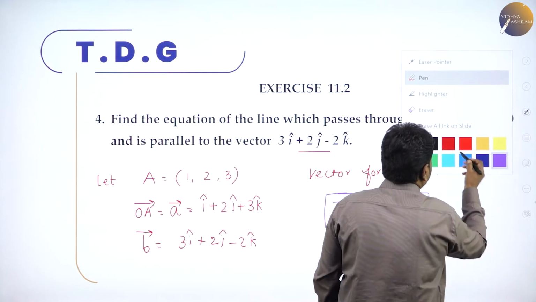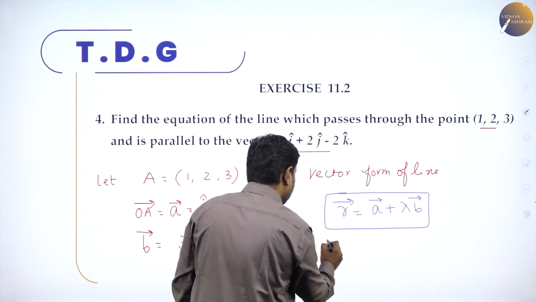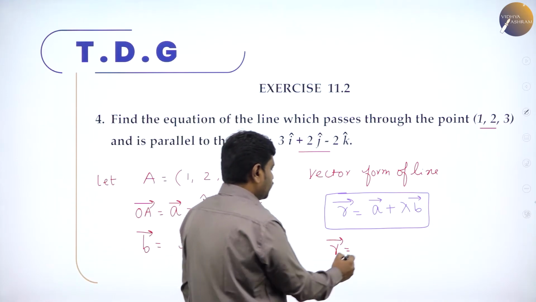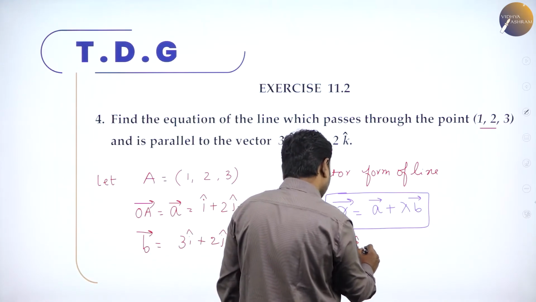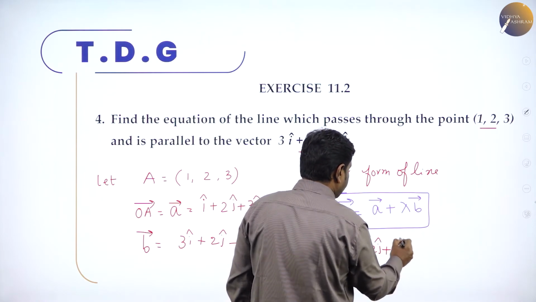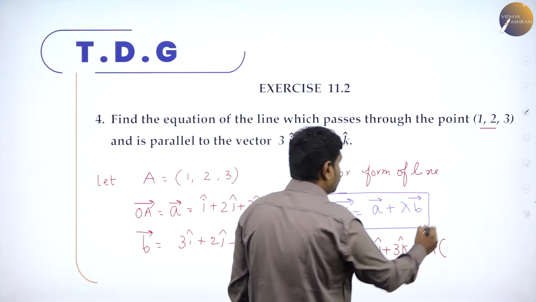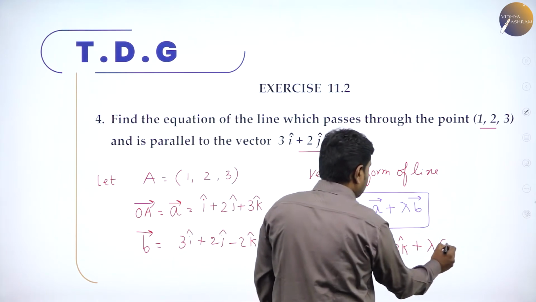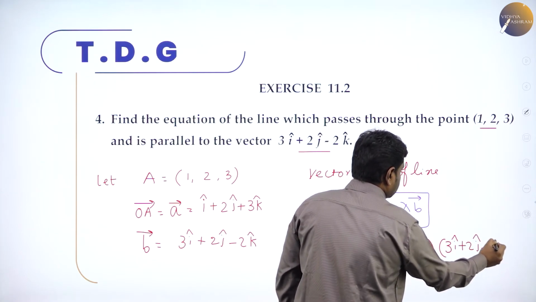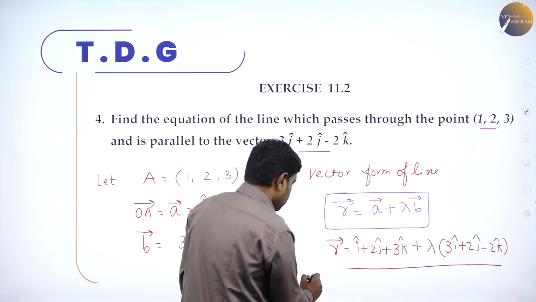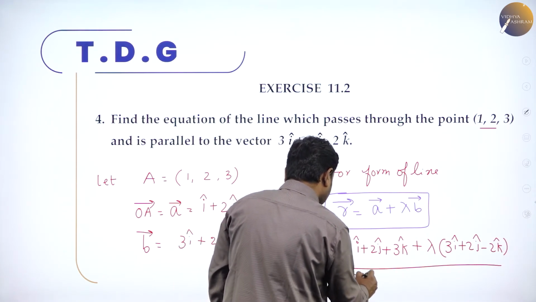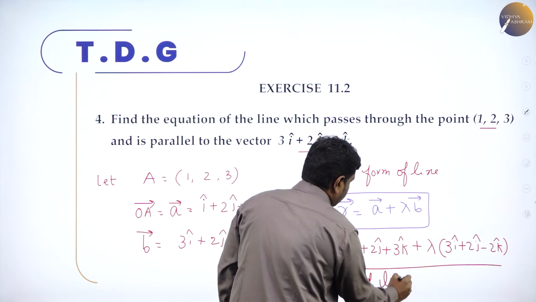Now substitute in it. So the answer is vector R is equal to vector A, which is i cap plus 2j cap plus 3k cap, plus lambda times B. B means the parallel vector, which is 3i cap plus 2j cap minus 2k cap. So now you got the required equation of the line in vector form.